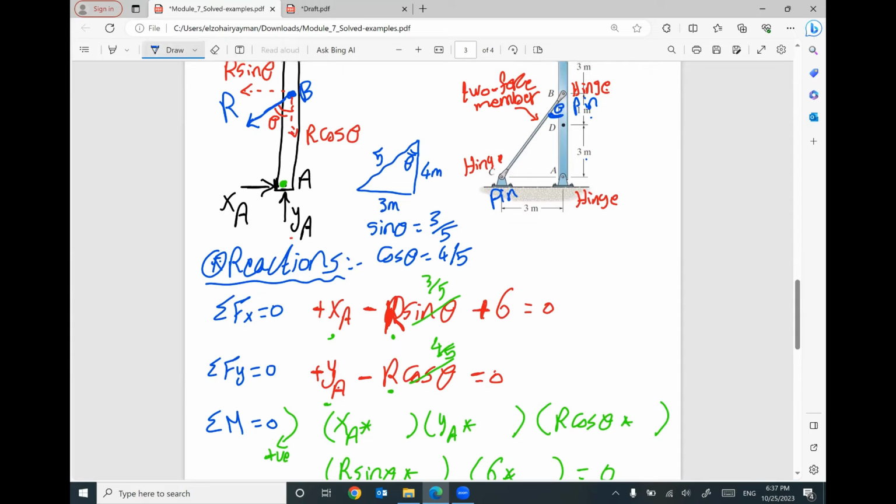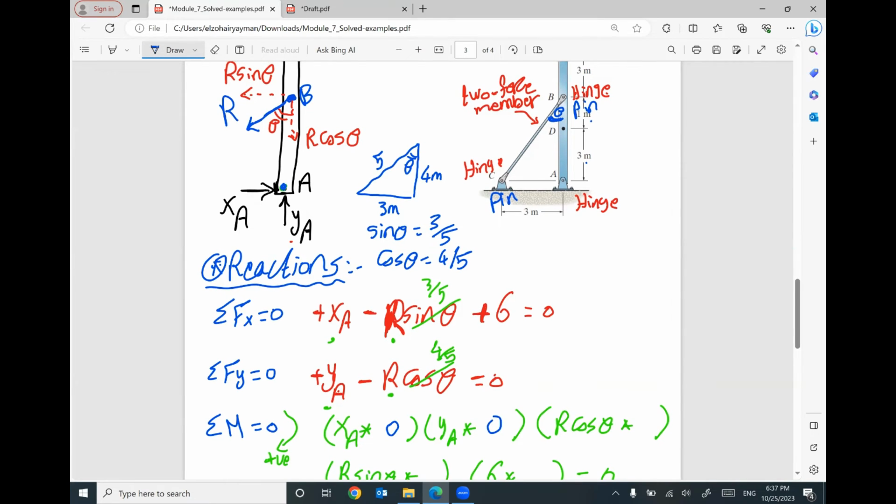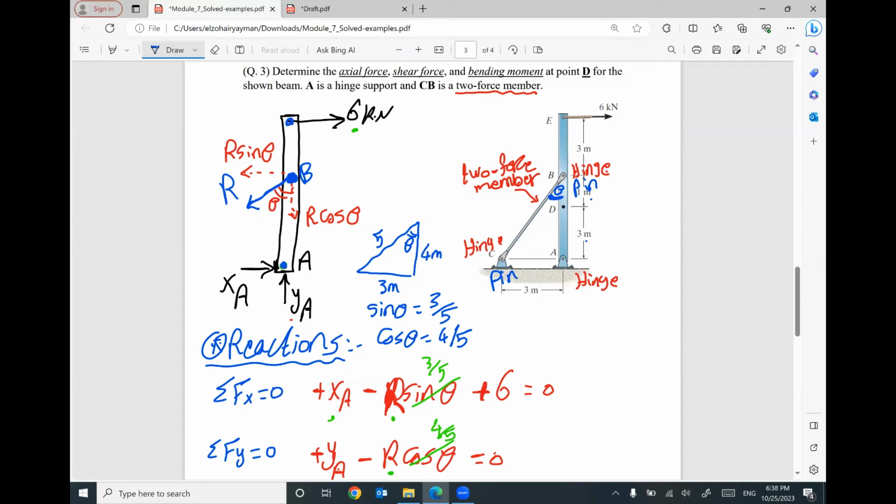Let's go. What is the distance between XA and A? 0. YA and A? 0. Can anybody tell me the distance between R cosine theta at this point B and A? Keep in mind, this distance will be 0 because R cosine theta is in a vertical direction, which means the distance must be horizontal. Do you have any horizontal distance between the two positions? No. However, R sine theta at the same point is 4 meters from point A, because the 4 meters is measured in a vertical direction, and R sine theta is horizontal. And the distance between the 6 kilonewton and point A, the total vertical distance, equals 7.